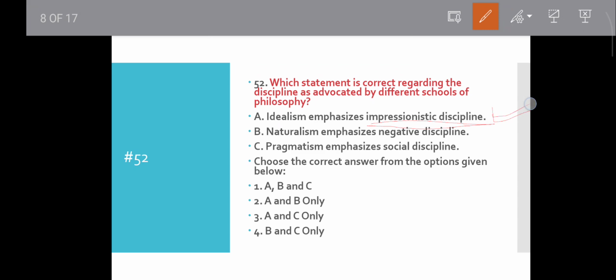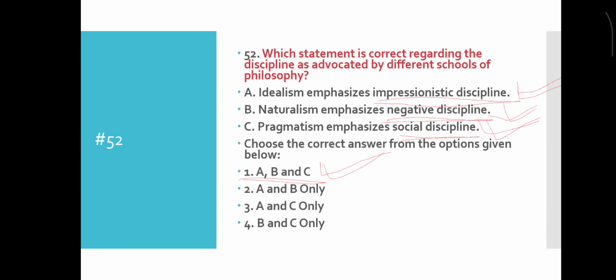Okay, A is correct. Naturalism emphasizes negative discipline, or naturalistic discipline, that is freedom, where there are no forces. Okay, also it is correct. Pragmatists emphasize social discipline. Yes, obviously correct. Then A, B, C all are correct. So option A will be the correct answer. Okay, move to the next question.